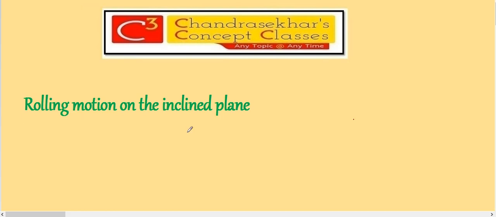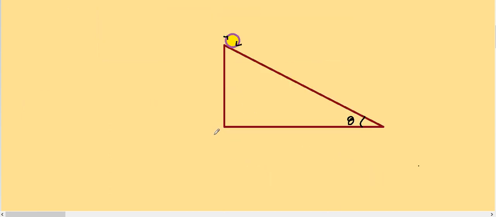Let us consider motion of the body on the inclined plane. But here we are going to imagine the body is rolling down the inclined plane. When the body is rolling down the inclined plane, let us say this is the case. This is the inclined plane of height, let us say h, and length is L. The body is allowed to roll down from the top.